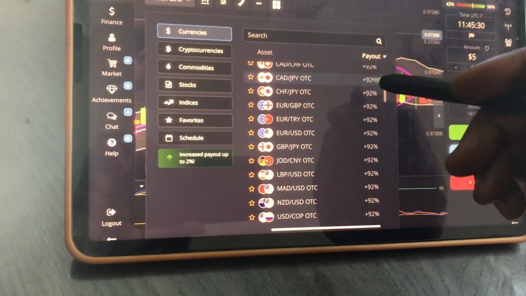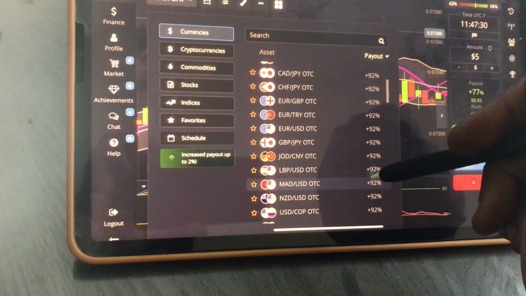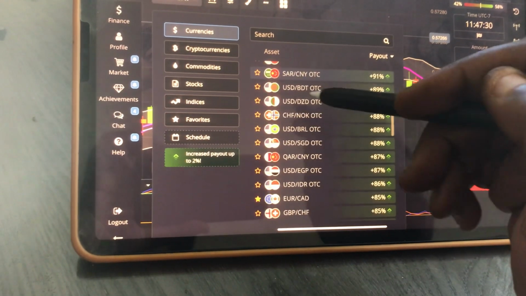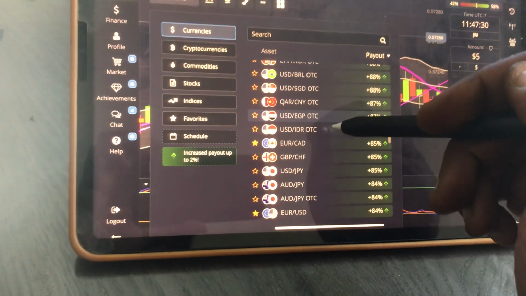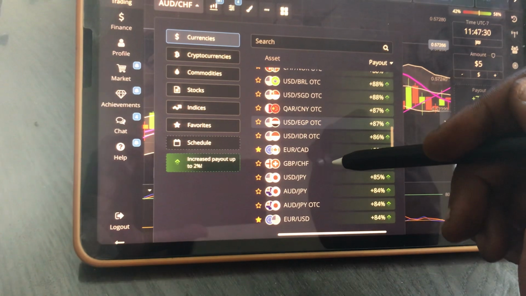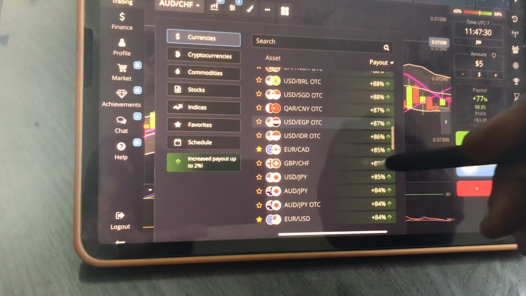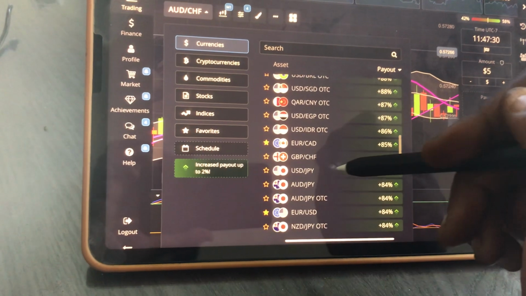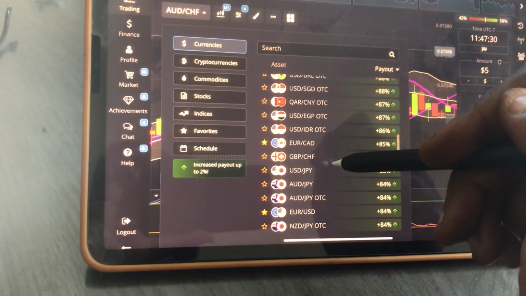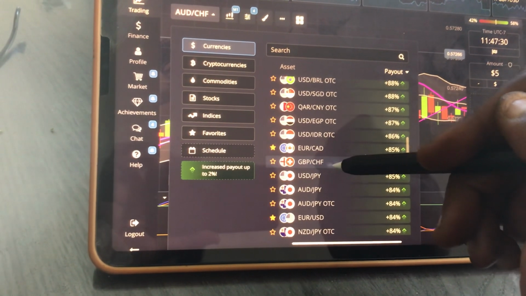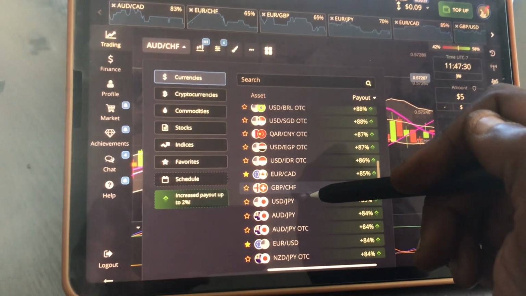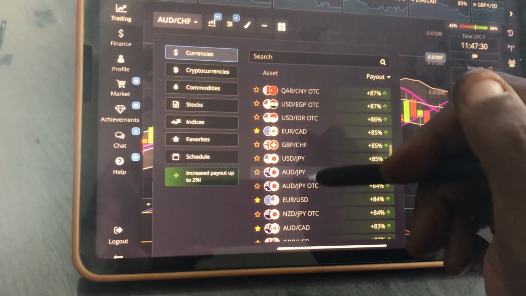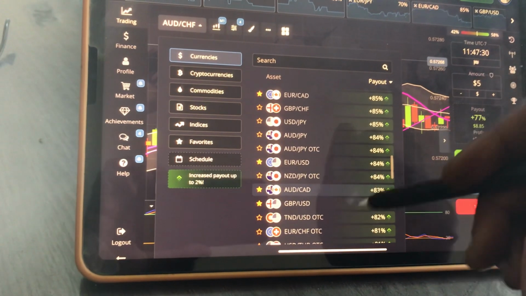But these here are OTCs. When you see that 92% payout, that's OTC. If it has OTC at the side, be careful with those because they kind of try to manipulate. But look at these that are open right now. The percentage of what you're going to get is a little lower, but you're actually in the actual market, using the graph from the actual market. So they can't manipulate the graph.